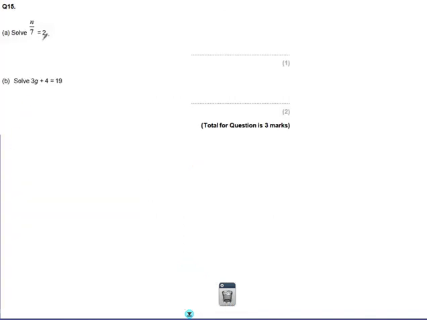Solve n over 7 is equal to 2. Well, we want to get rid of that divide by 7, so we times by 7 on both sides. So n is just equal to 14. Or you could have used your brain. A number divided by 7 is 2, and that's just 14.